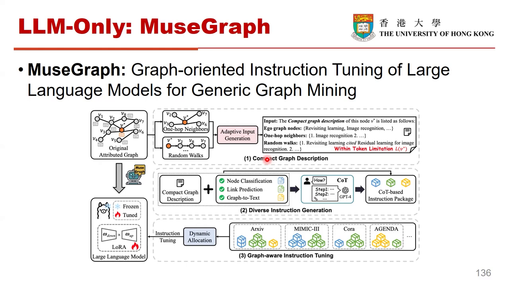And the final part of MuseGraph is graph instruction tuning. Then they use different datasets from different tasks to instruction-tune the LLM and obtain a very powerful graph language model that can transfer across different datasets and different tasks.